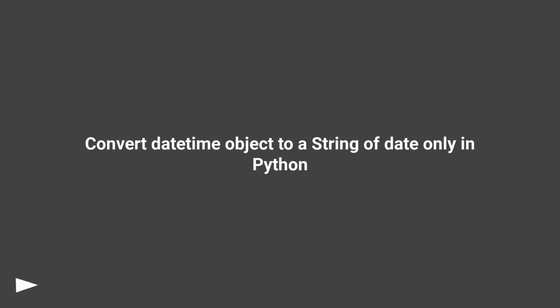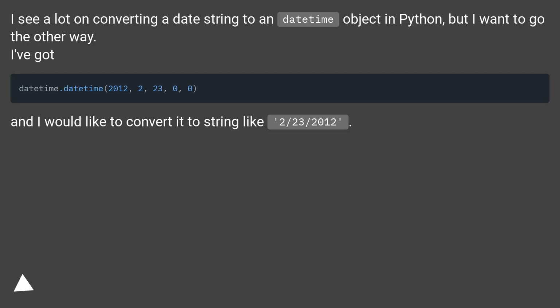Convert datetime object to a string of date only in Python. I see a lot on converting a date string to a datetime object in Python, but I want to go the other way. And I would like to convert it to a string like February 23rd, 2012.